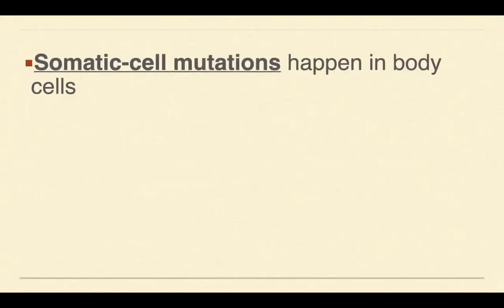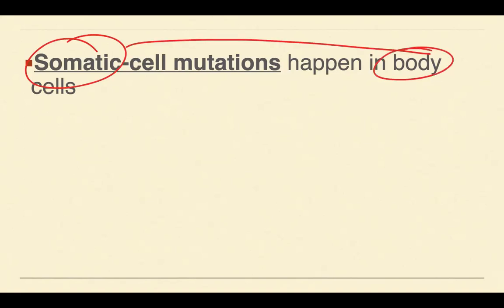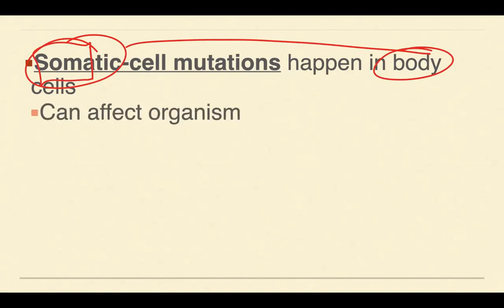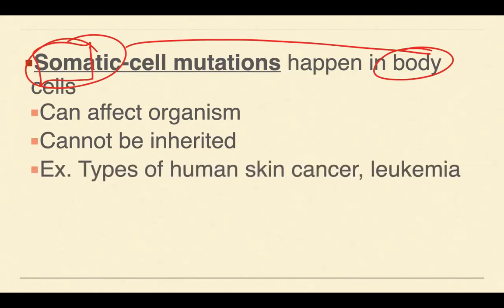The other kind of mutation is somatic cell mutations. Somatic means body. The prefix soma means body. So if you have a mutation in your body cells, it can affect the organism, but it cannot be inherited because it's occurring in just a regular body cell and not in a reproductive cell. An example of a somatic cell mutation is types of skin cancer and leukemia.